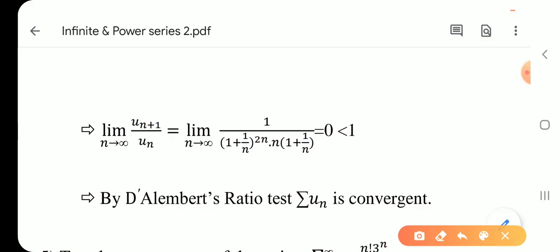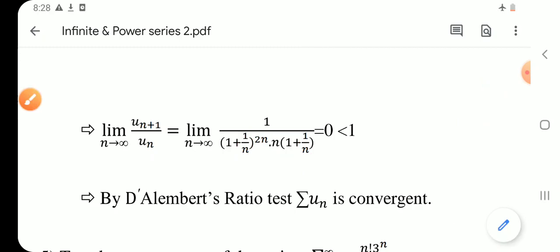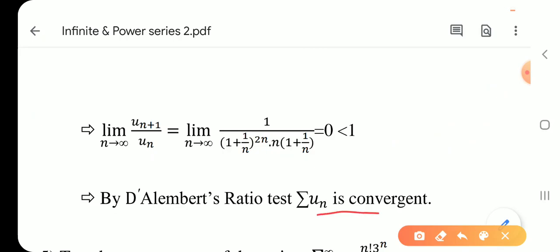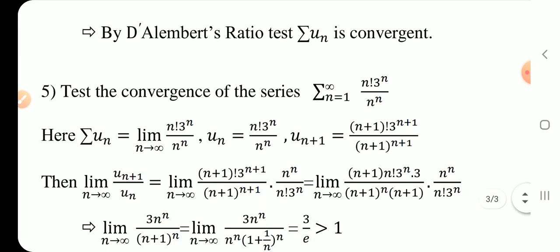So 1 by infinity, here when you apply 1 by infinity becomes 0. Here also 1 by infinity becomes 0. So it will be 1 by (1 plus 0) to the power infinity. Here one n is there. So it becomes infinity. 1 by infinity is 0. So 0 is definitely less than 1. Therefore, by D'Alembert's ratio test, the series sigma un is convergent.